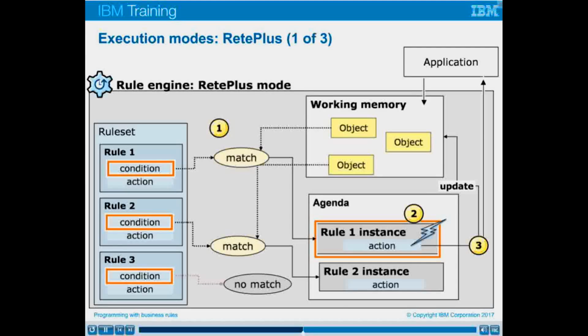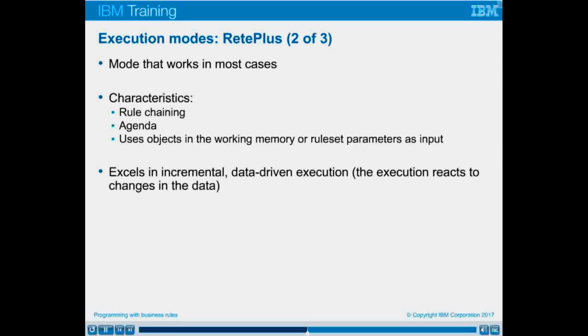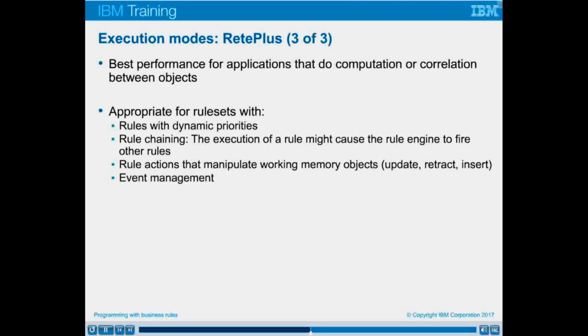For rule chaining to work, though, you need to make sure that when you're defining your objects on the BOM, you've selected the Update Object State property, and this is what notifies the rule engine when an object state has been updated. RetePlus works well with most types of rules. Keep in mind its main characteristics, that it uses working memory, the agenda, and that it can include rule chaining. Here are some additional guidelines to help you identify which types of applications are best suited to using RetePlus mode.